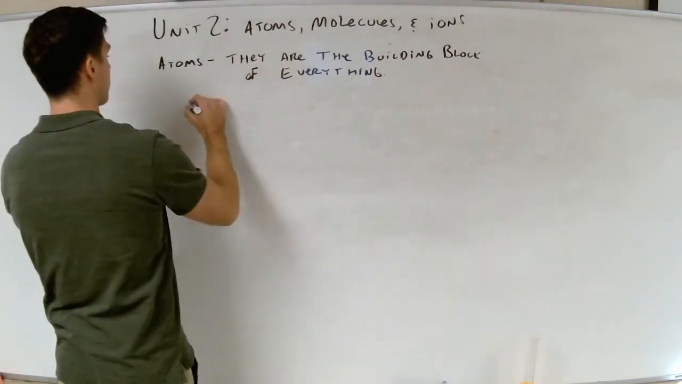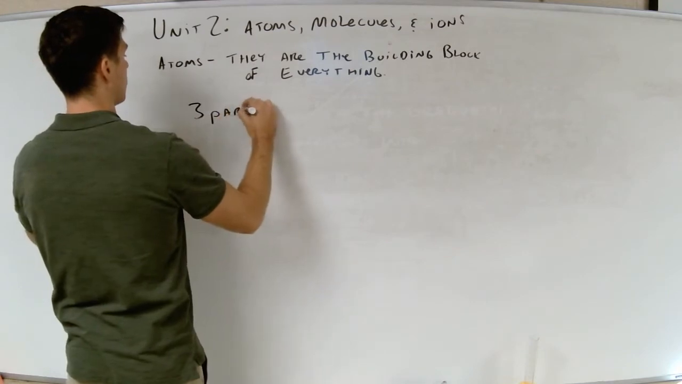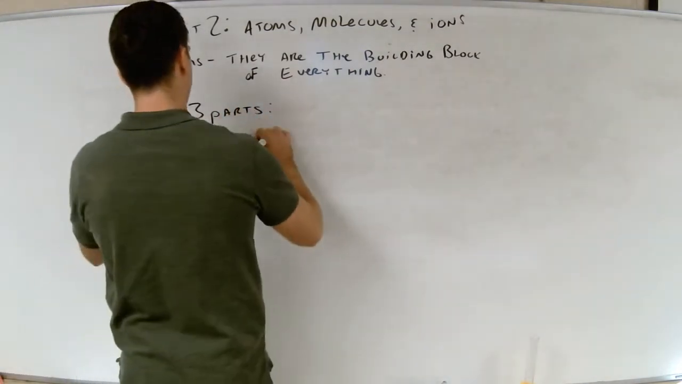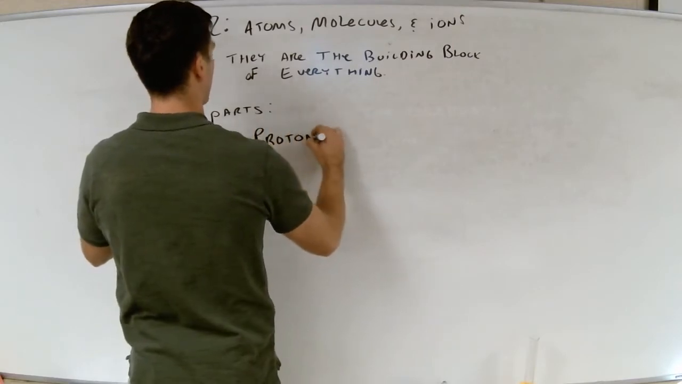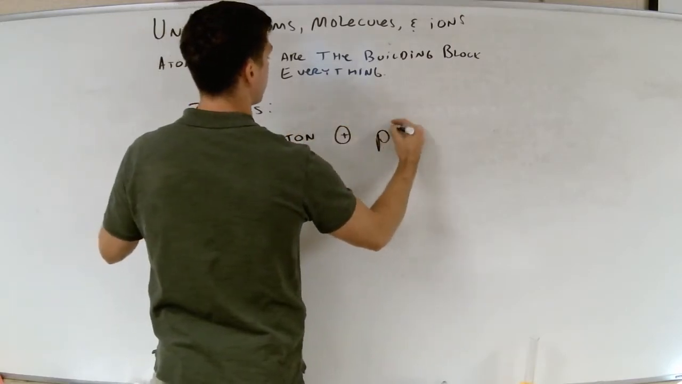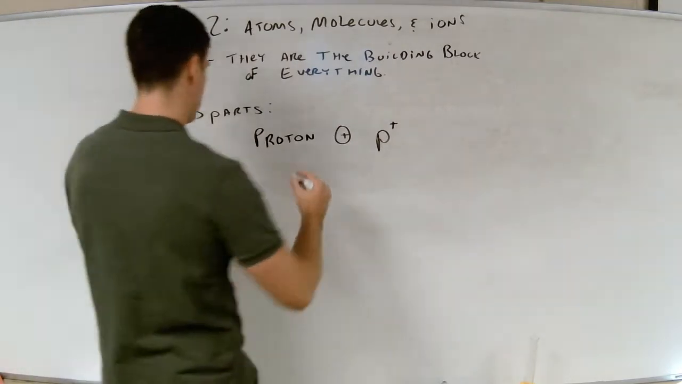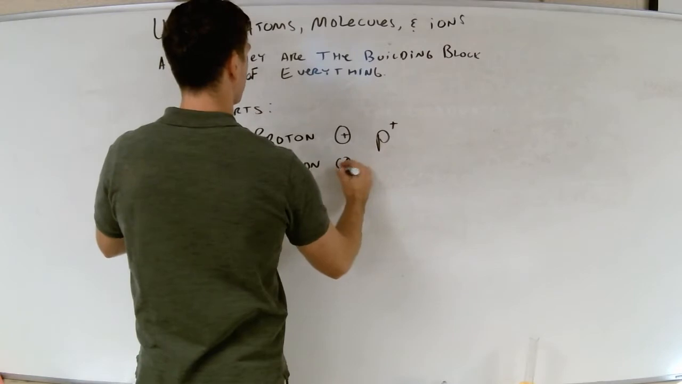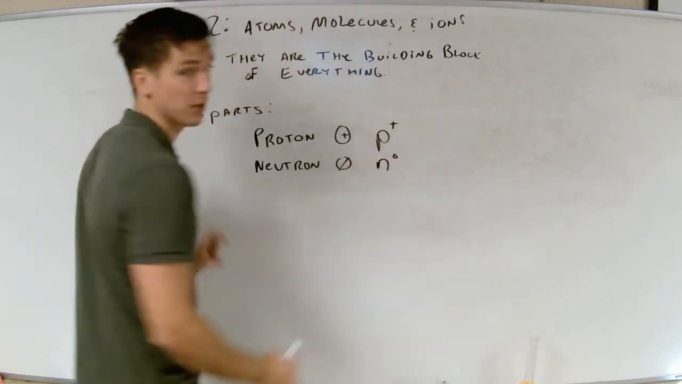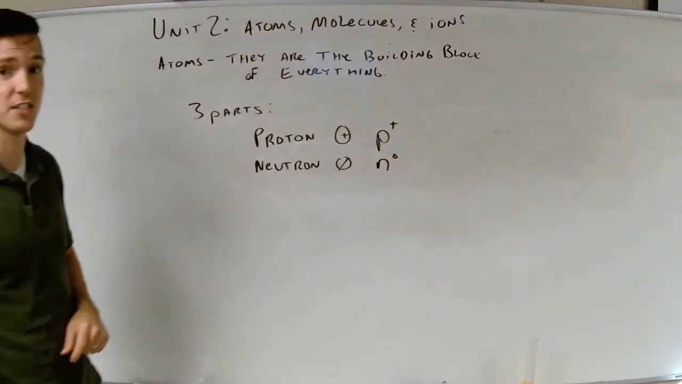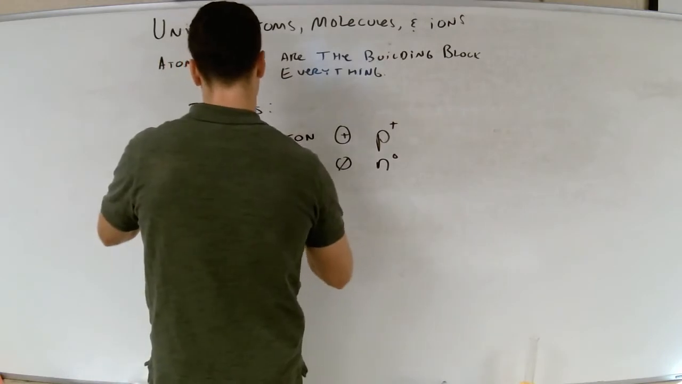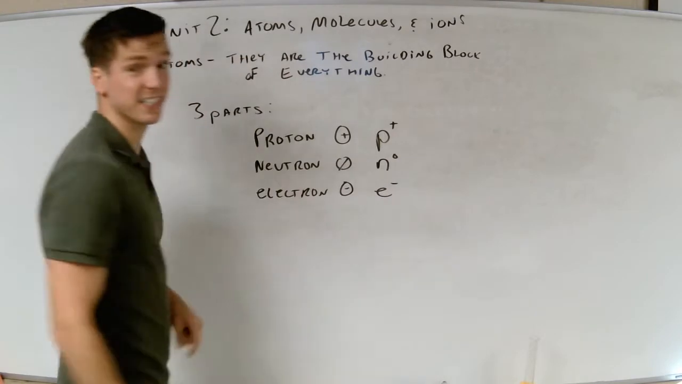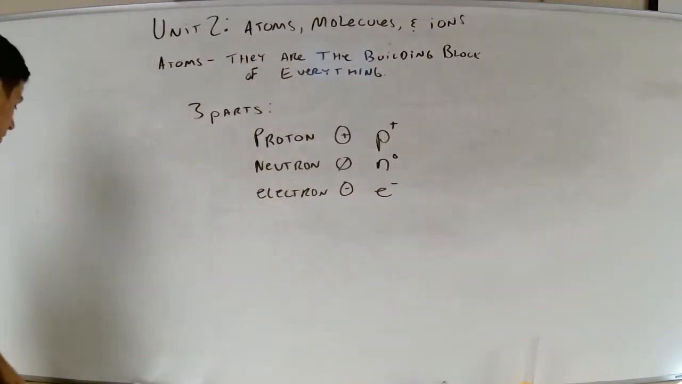There are 3 parts of the atom. Think to yourself, what are these 3 parts? I know you know them. They are the proton, which remember is positive and is symbolized by P+. We got a neutron, which is neutral and is symbolized by N to the 0. And then we got electron, which is symbolized by E to the negative, and it has a -1 charge.